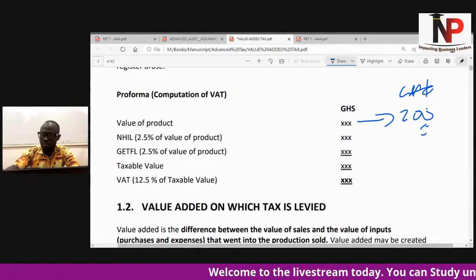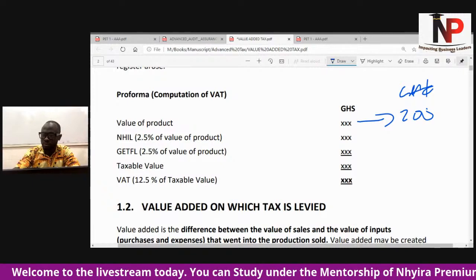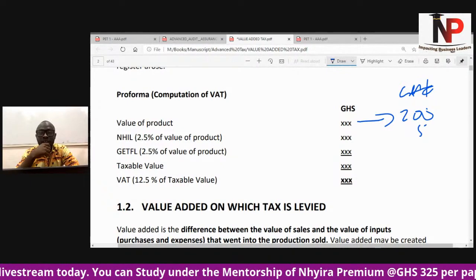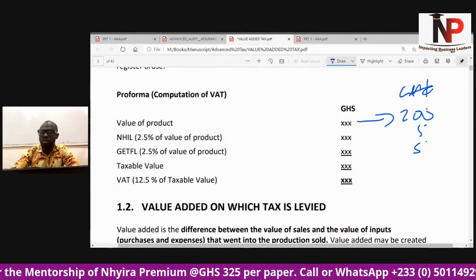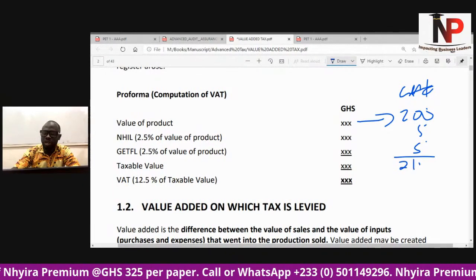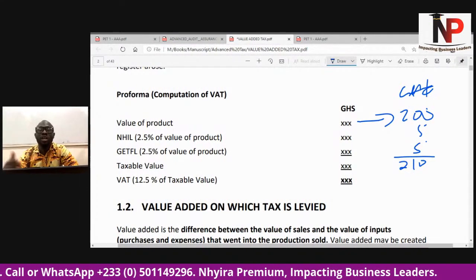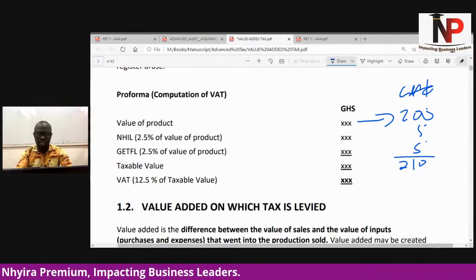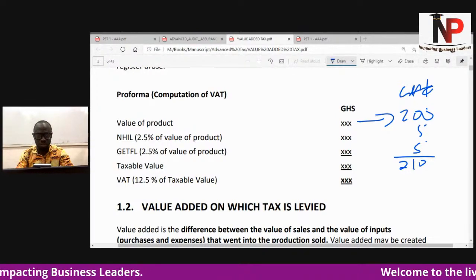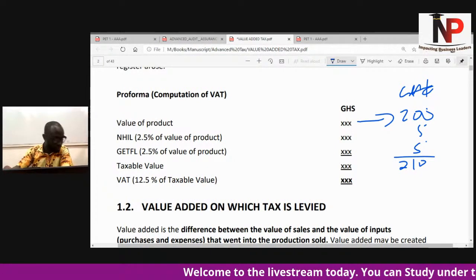So that is 5, and that is for the NHIL. Then we have another 5 for the GET fund. So we add it up, and it becomes 210. So the taxable value is 210. So it is on this taxable value that we're going to be charging the VAT of 12.5%. So 12.5% of 210, and that is giving me 26.5.